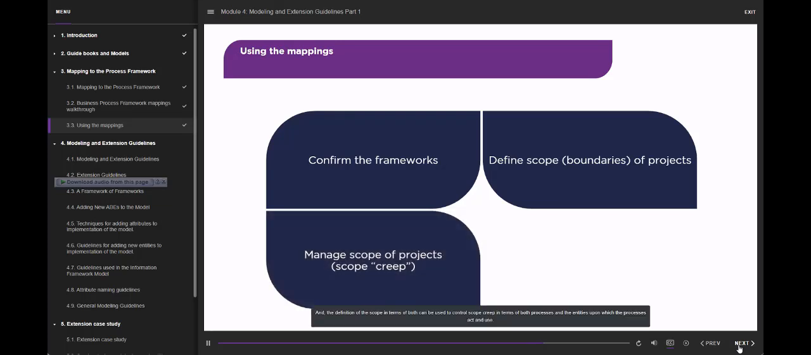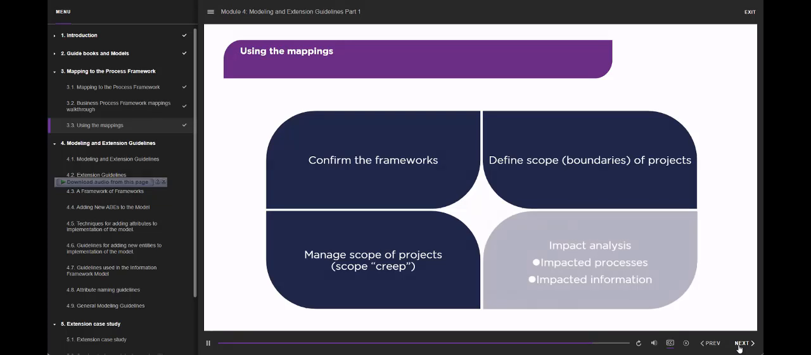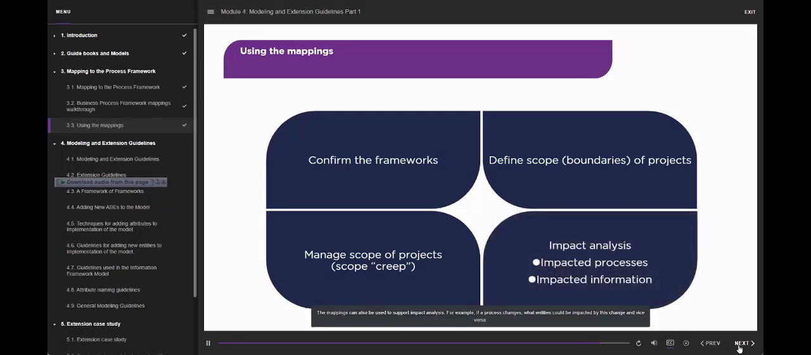And the definition of the scope in terms of both can be used to control scope creep in terms of both processes and the entities upon which the processes act and used. It becomes very obvious when a new process and/or ABE enters into the boundaries of a project. The mappings can also be used to support impact analysis. For example, if a process changes, what entities could be impacted by this change and vice versa?